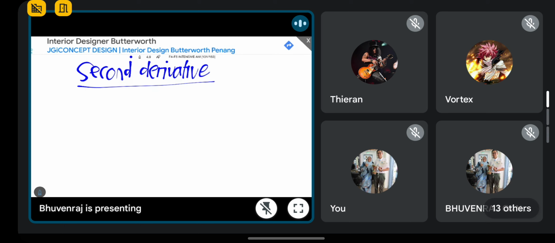So the symbol is d2y over dx2. Okay, symbol for second derivative. Okay, so as I said just now, this means differentiate y two times with respect to x. Kamu bezakan y dua kali terhadap x. Okay, so what is the importance of the second derivative? Can you tell guys, when do we use the second derivative mostly? Bila kita guna dia? The most important time.